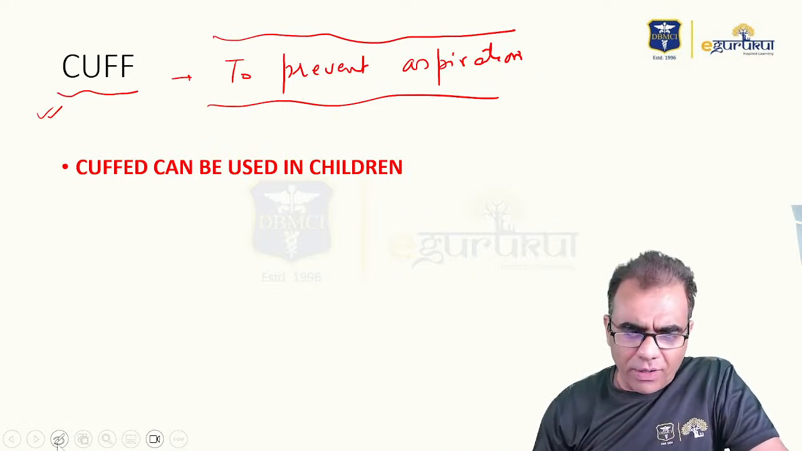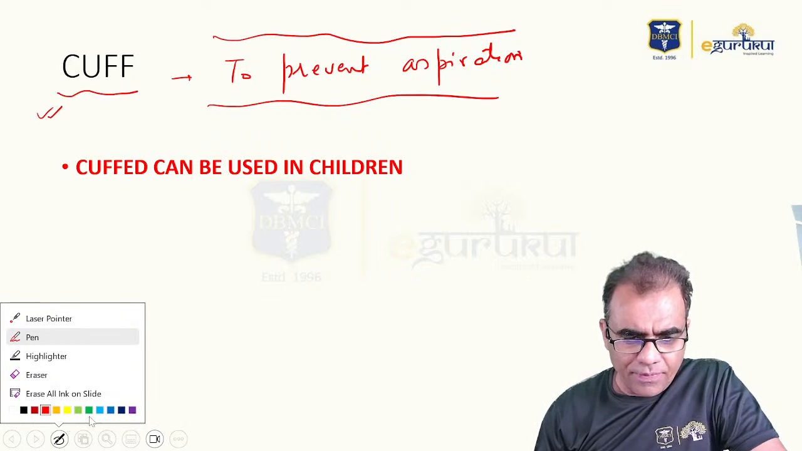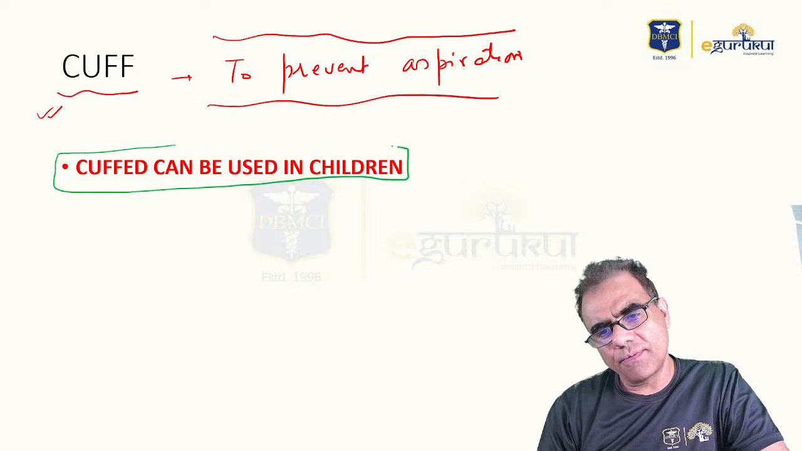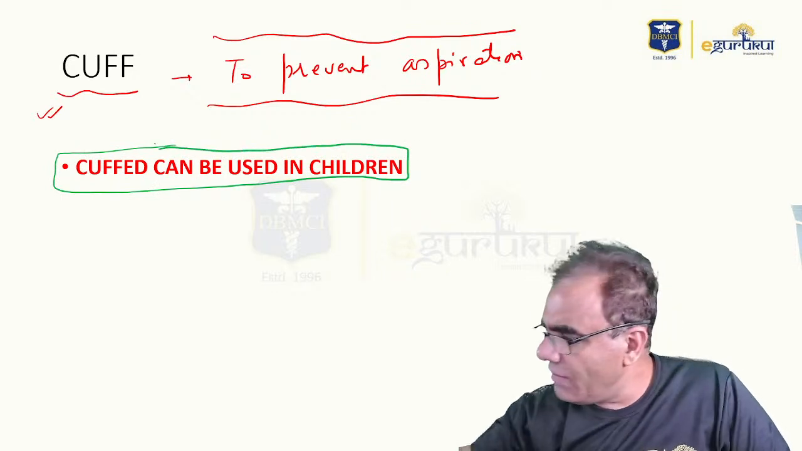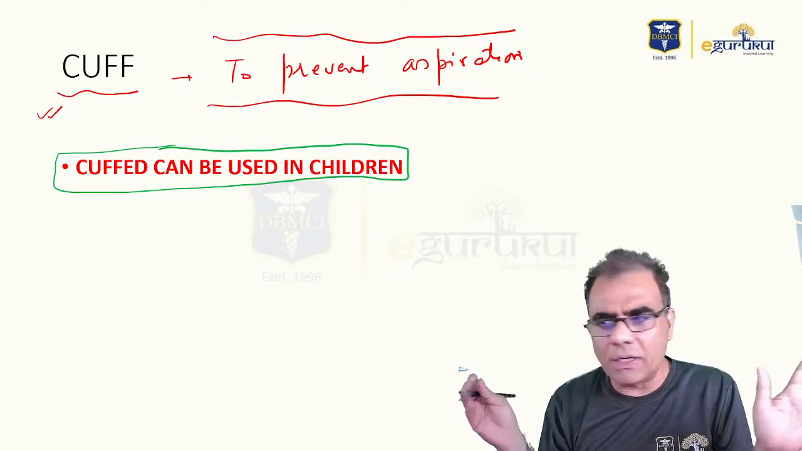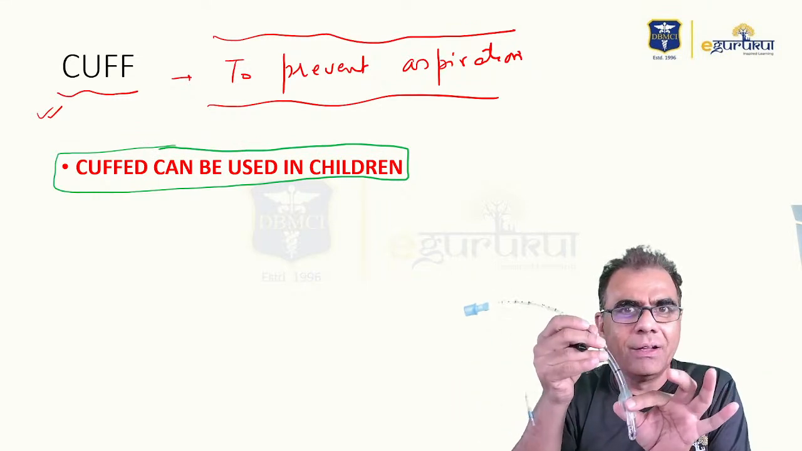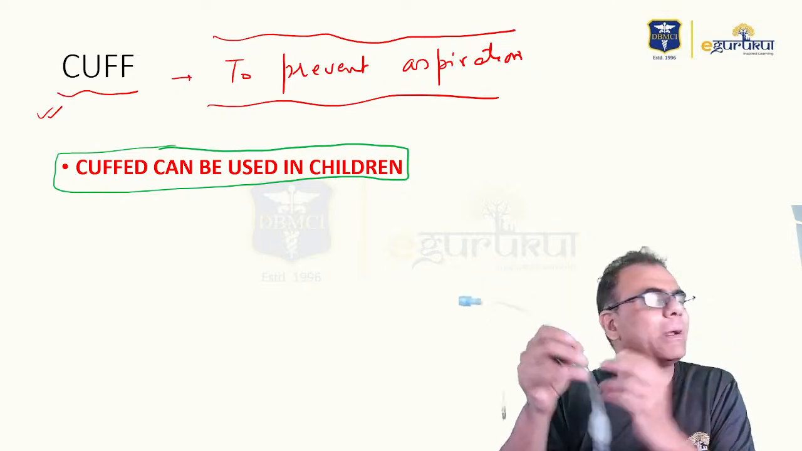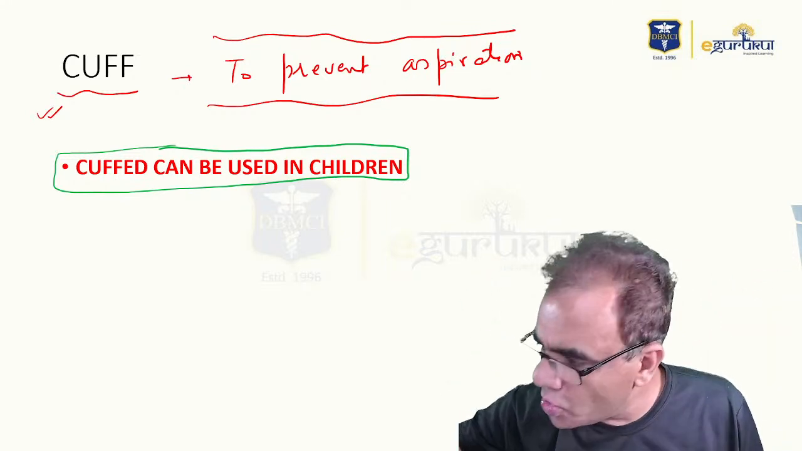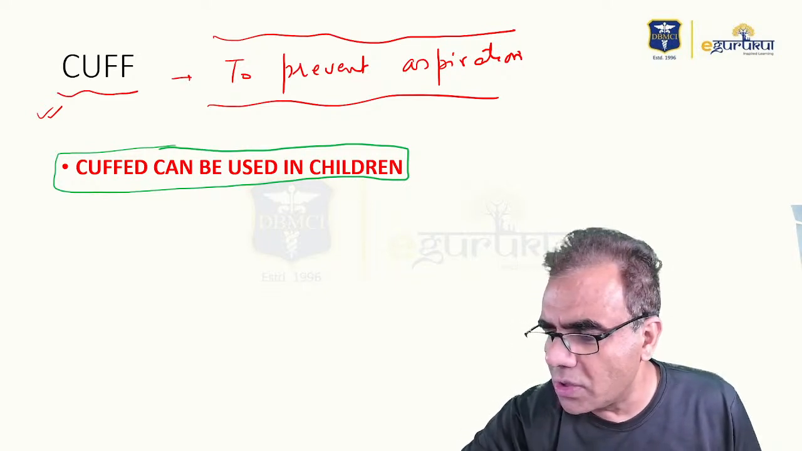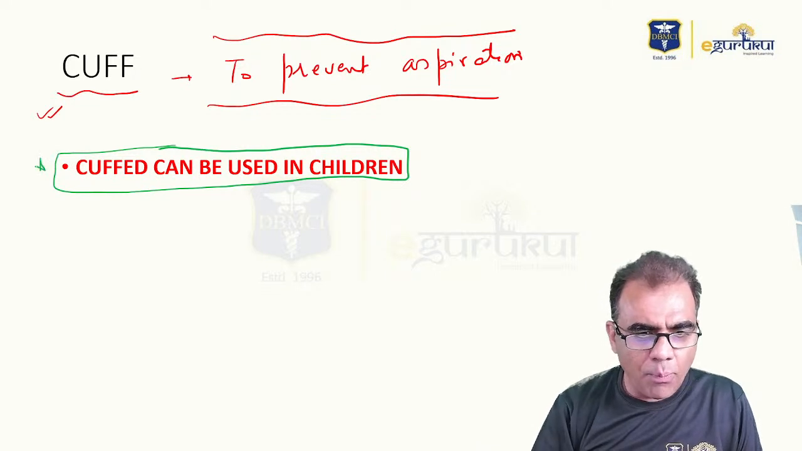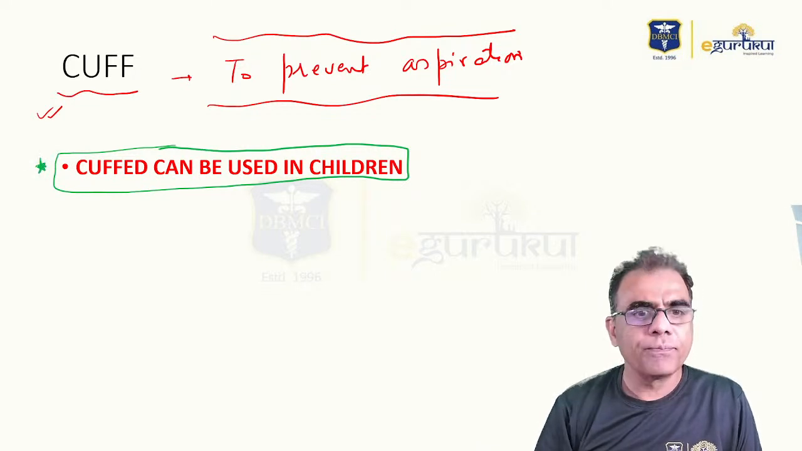Another very important recent change is that cuffed tubes can be used in children. Previously we believed that this cuff can cause tracheal wall edema, since a child's trachea is soft and narrow, but that has all been unproven. Now a cuffed tube can be used at any age. You can use a cuffed tube even in a newborn. So this is again an important change on which you can expect a question.